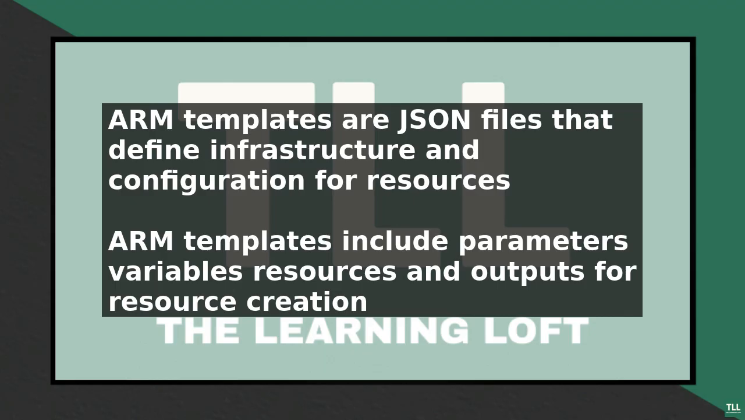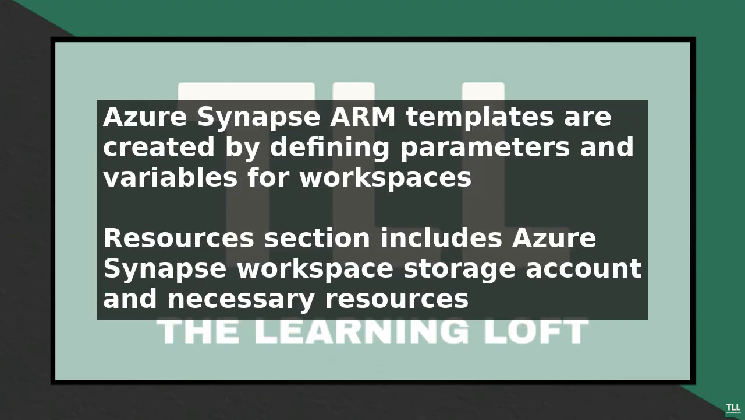Step 3. Configuring Azure Synapse resources. In the Resources section, you configure the Azure Synapse workspace, including the name, location, and pricing tier. You also configure the storage account, including the type and replication settings. Additionally, you can configure other resources, such as Azure Active Directory and security settings.